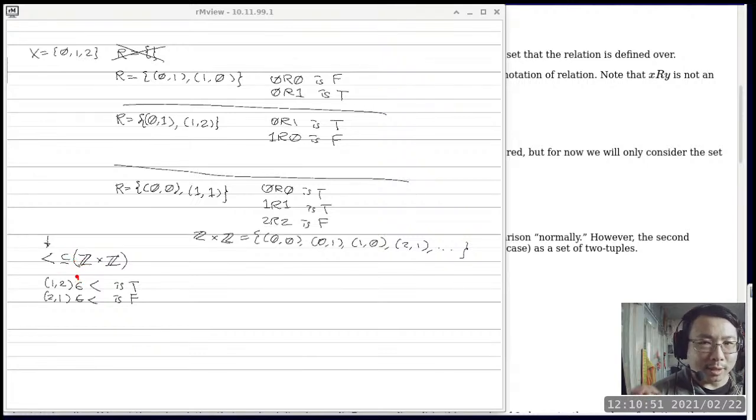It is an element. Okay, let me rephrase it. 1, 2 as a 2 tuple is an element of a subset that we call less than of Z Cartesian product with Z.